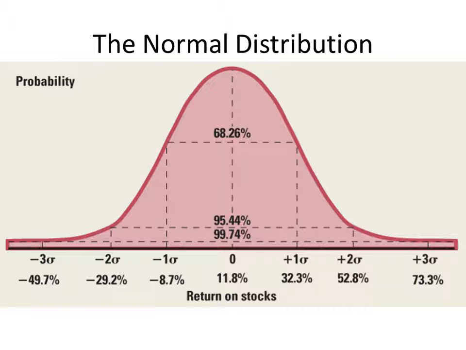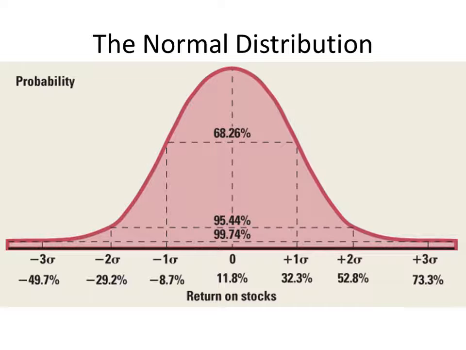Now, it tells me that plus 1 standard deviation is 32.3%. How much is 1 standard deviation? Well, we can take 32.3 and subtract 11.8, and we come up with 20.5. Now that means I should be able to take 11.8, subtract 20.5, and get negative 8.7 as my minus 1 standard deviation, and I do.